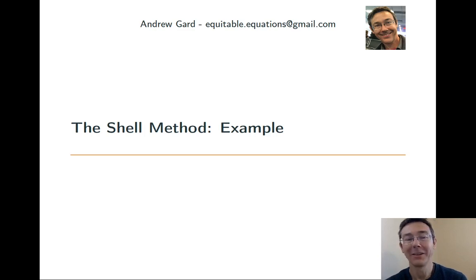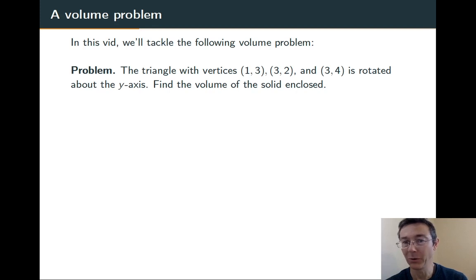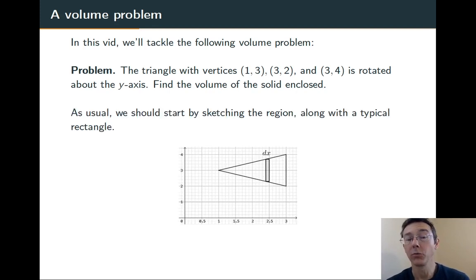Hey everybody, today we're doing an example of finding volume using the shell method. Here's the problem we're going to do. A triangle with these three vertices is rotated about the y-axis. Find the volume of the solid enclosed. So let's start by drawing the region. There it is. I plotted the 3 points and connected the dots.